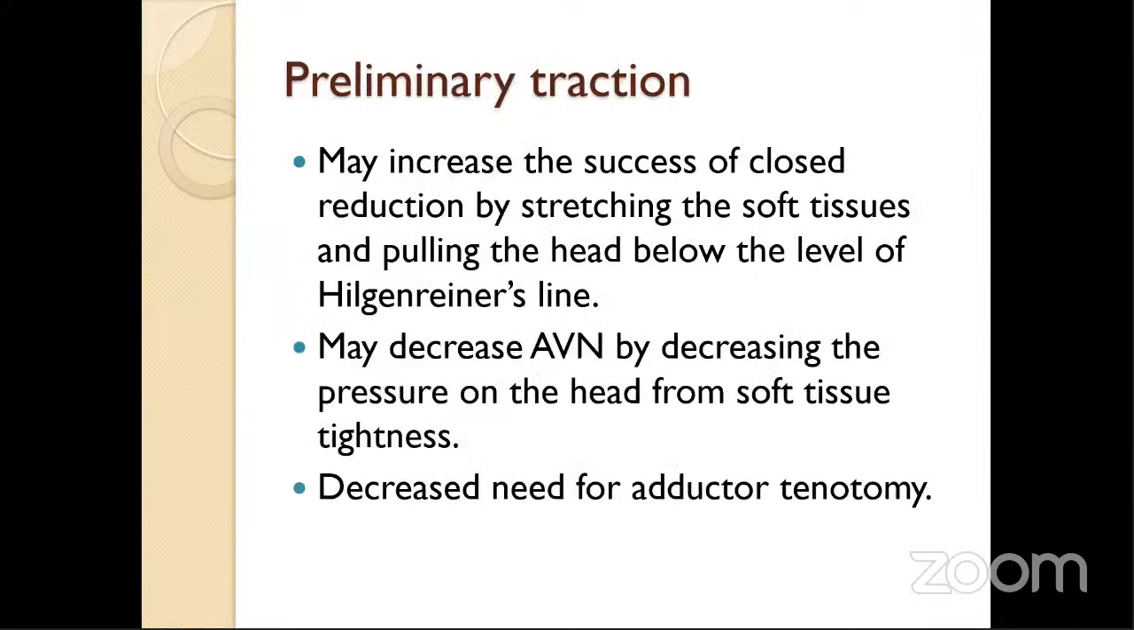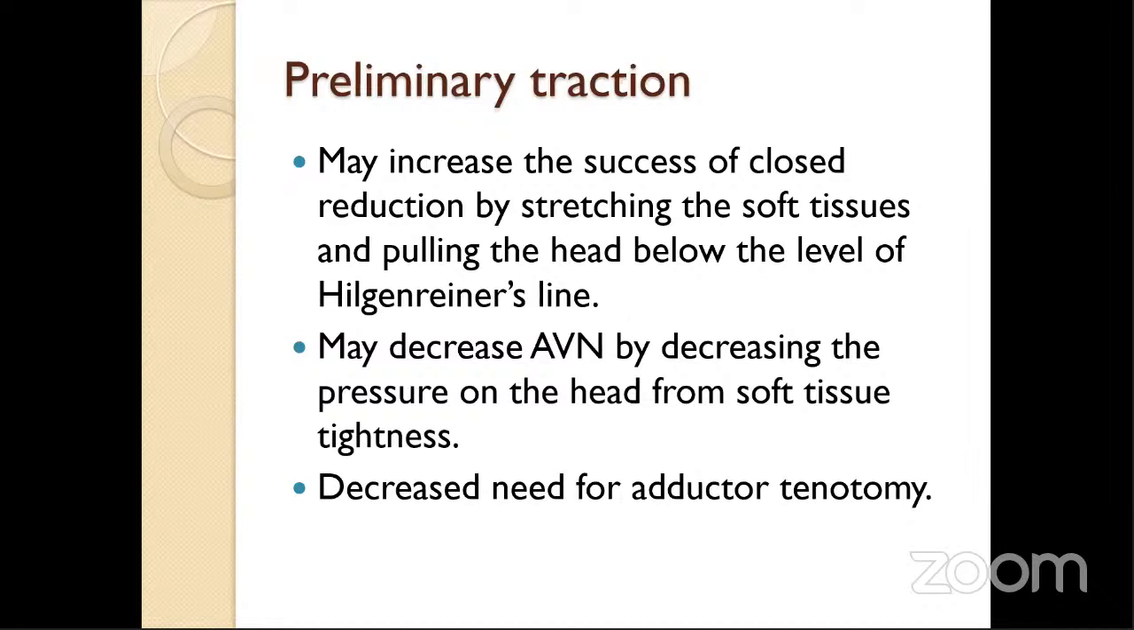Preliminary traction may increase the success of your closed reduction because you are stretching the soft tissues by pulling the head to the level of Hilgenreiner's line so that you can then give the abduction maneuver or the Ortolani maneuver to reduce it. And this may actually decrease the AVN by decreasing the pressure on the head by soft tissue tightness, and the adductor tenotomy may not be needed.